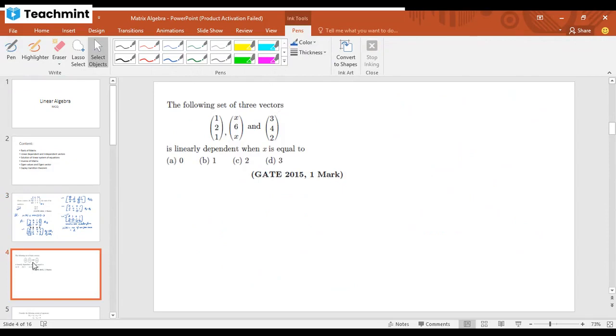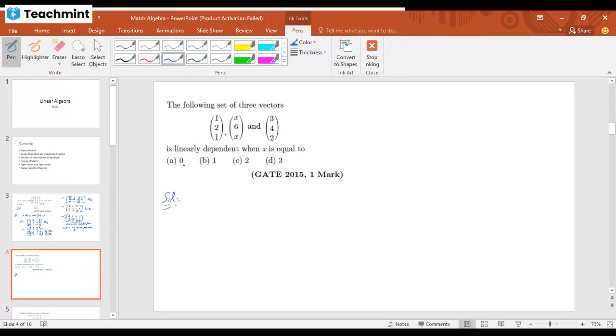The next question is, we are given a set of vectors, and it is already given that the set of vectors is linearly dependent, and we are interested in finding the value of x. Now in this case, if we want to find the value of x, what can we do? So firstly, we'll try to check from the given options.